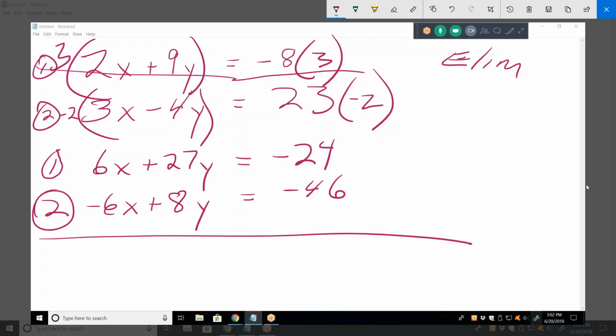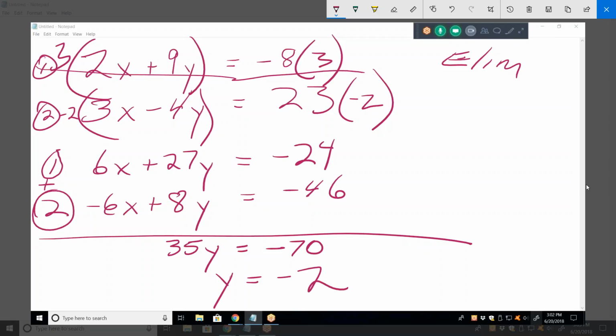The biggest reason is people don't have trouble with adding. They have problems with subtracting. So when you're setting up your two equations to eliminate a variable, try to set it up where you can add the two equations. All I'm doing is adding 1 to 2. What do you get? 0x plus 35y equals -70. And y equals -2.